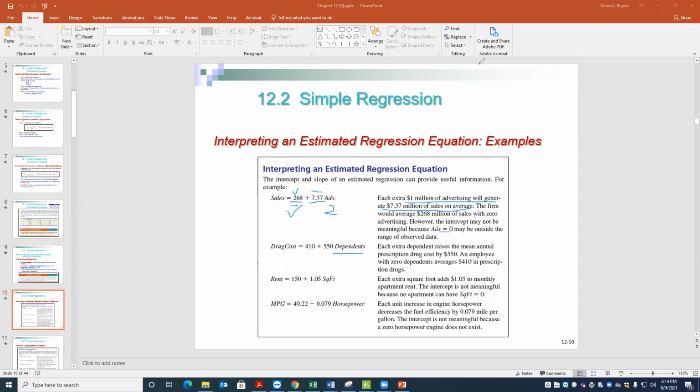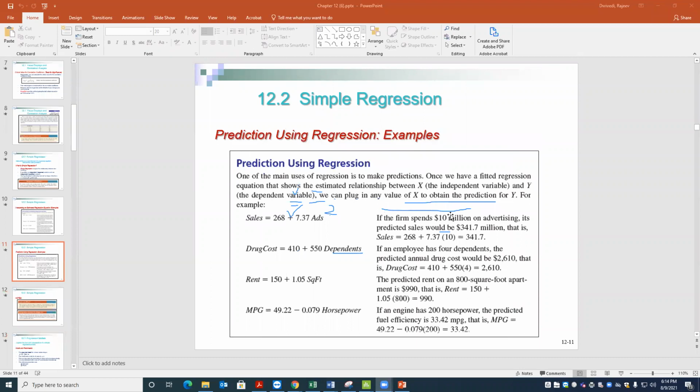So this is a simple interpretation. Is it making sense? If yes, you can see this: if the firm spent $10 million on advertising, its predicted sales would be 314.7 million. That is 268 plus 7.37 multiplied by 10. Similarly, rent would be 150 plus 1.05 times square feet. That means for an 800 square feet apartment, 150 plus 1.05 times 800, which is $990.